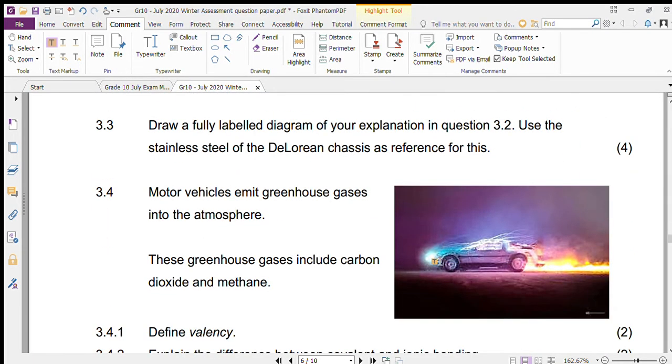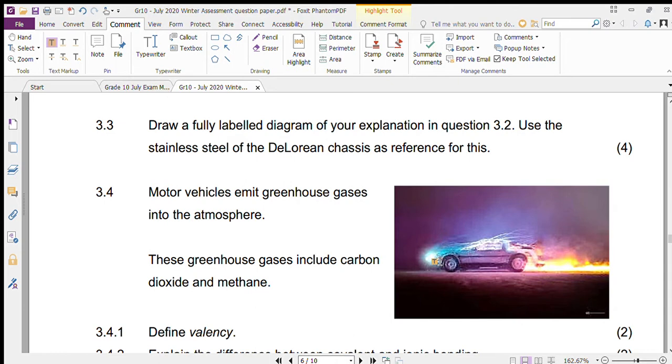Question 3.3 links on to the previous question. Here, I wanted you to actually draw a diagram using the DeLorean chassis as a reference. A lot of you told me you didn't read this, because some of you just drew some random alloy, and that told me that you didn't read the question properly, so you did not get the marks here. Those of you that did read, you needed to show the different sizes of the positive kernels. You had to show a regular repeated pattern. It had to be labeled, and you had to show delocalized electrons.